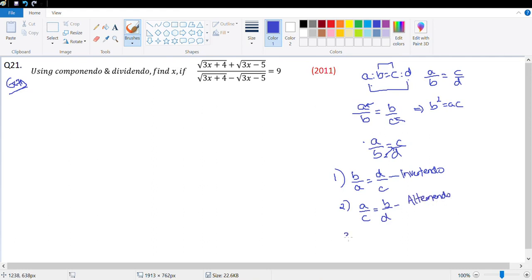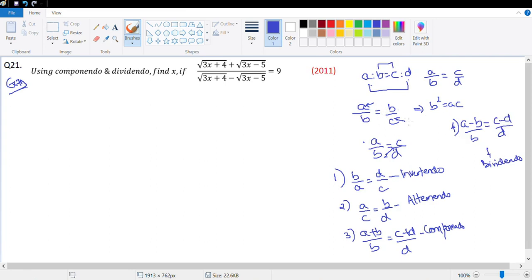Next, we did componendo, which was basically adding 1 to both sides, which is A plus B upon B is equal to C plus D upon D. Next, we did dividendo, which was A minus B upon B is equal to C minus D upon D, which we got by subtracting 1 from both sides. And in the end, if you apply componendo and dividendo together, we get A plus B upon A minus B is equal to C plus D upon C minus D. Perfect. So that's basically this chapter.